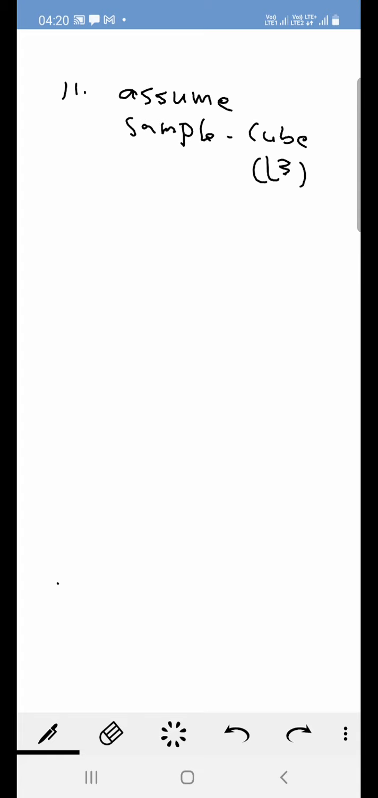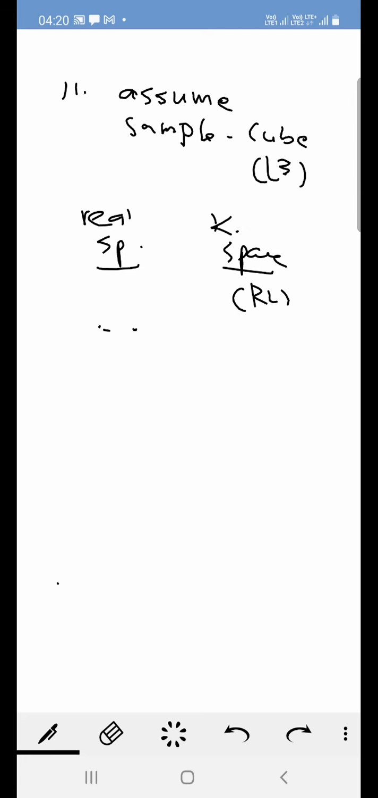So there is a real space and there is a K space. It's governed by the reciprocal lattice. So if the distance between 2 points in the real space is L, the corresponding distance in the reciprocal space will be 2 pi by L. So larger is the distance between the 2 points, the smaller is the distance between the reciprocal lattice points.